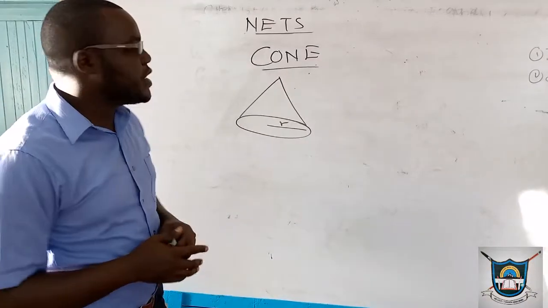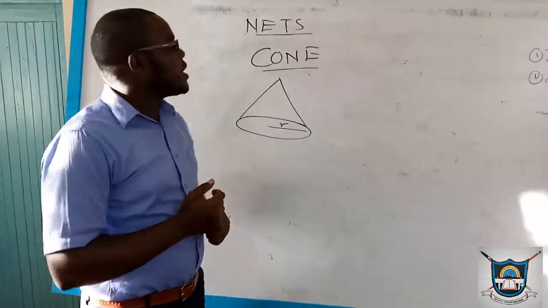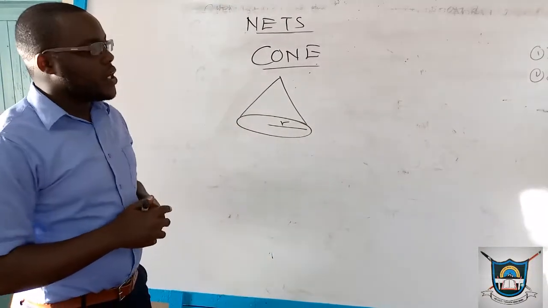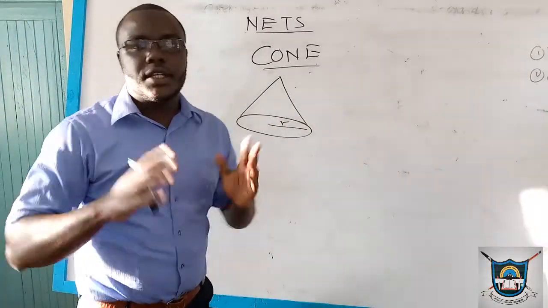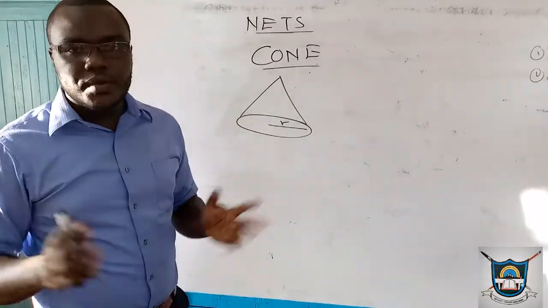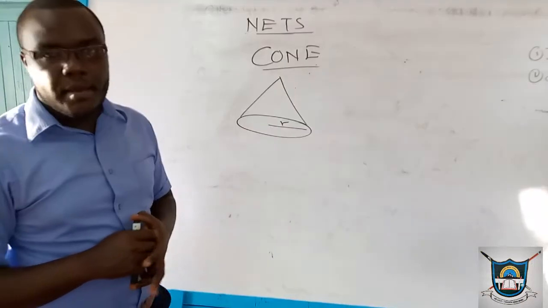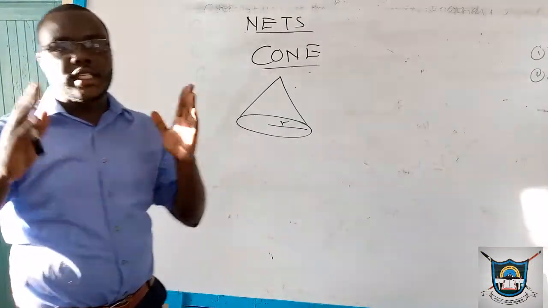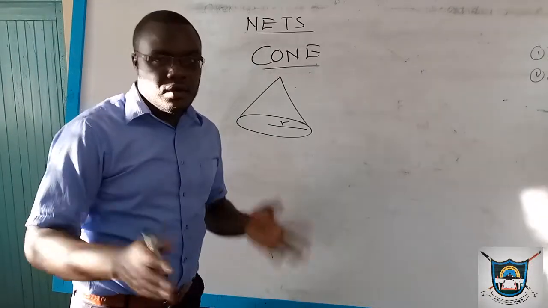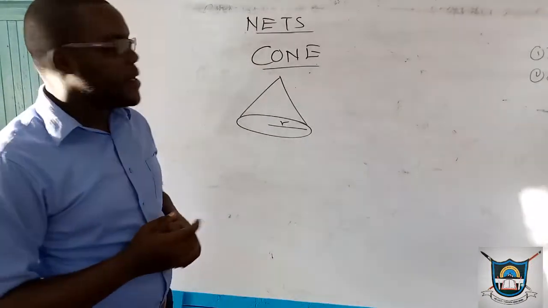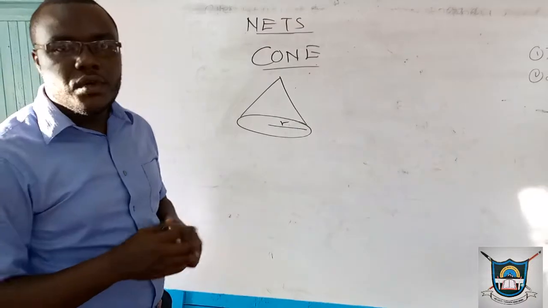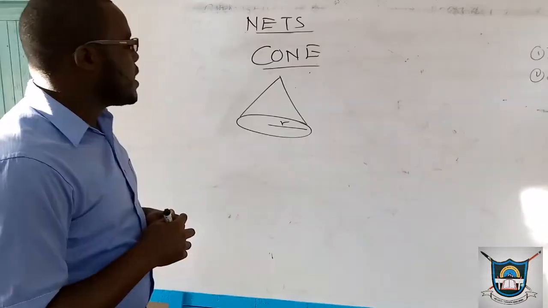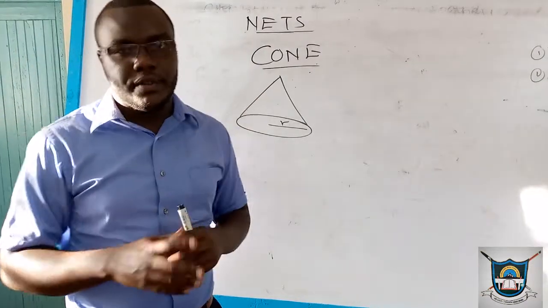We are still looking at solids and how we make solids using the net. So far, we have been able to look at cuboids, cubes, square-based pyramid, and now we are looking at another common solid known as a cone. I know we have interacted with a cone, maybe when you are having your snack, maybe an ice cream, and we know the shape of a cone.